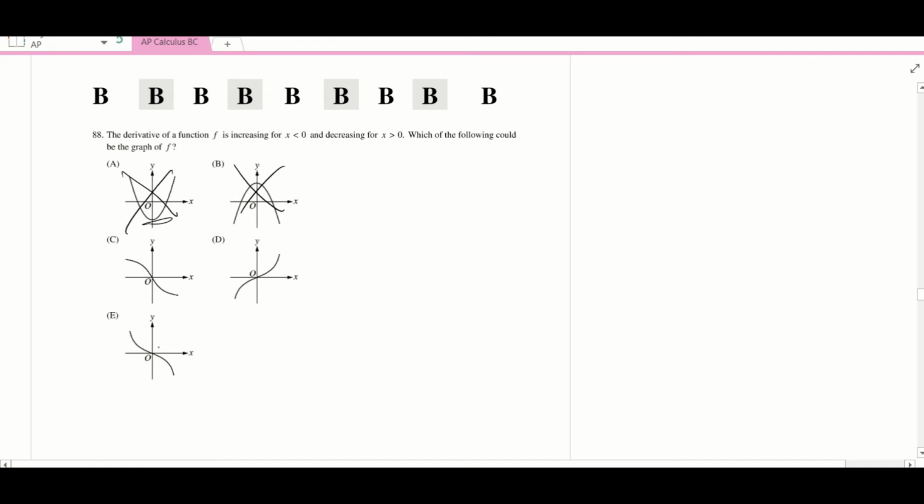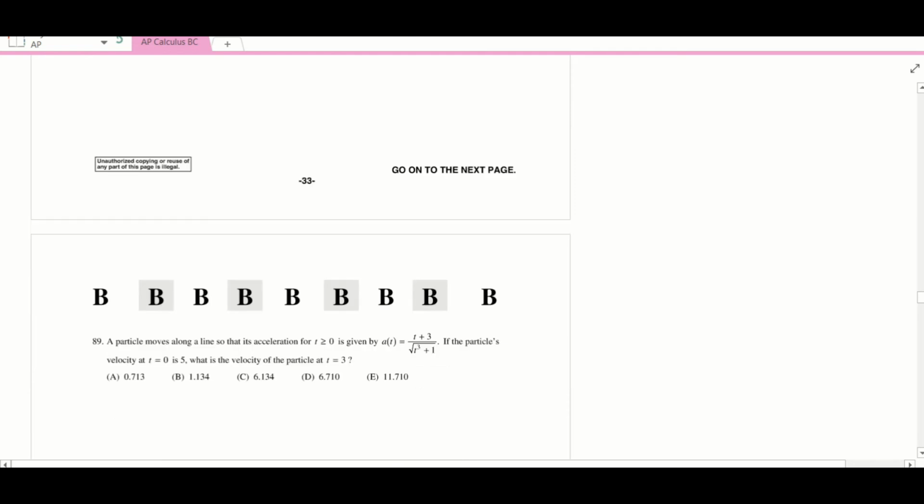Okay, we also know that it's concave up. It's increasing for x less than 0. So it's concave up when x is less than 0. So we can just test, well, this is concave down, right? E is concave up, and so we know it's E. D is concave down, so we know it's E.